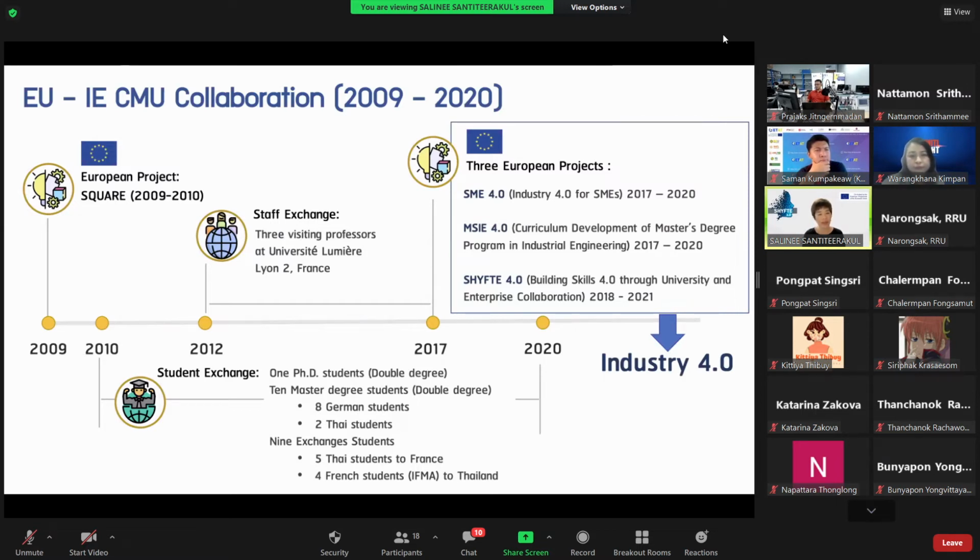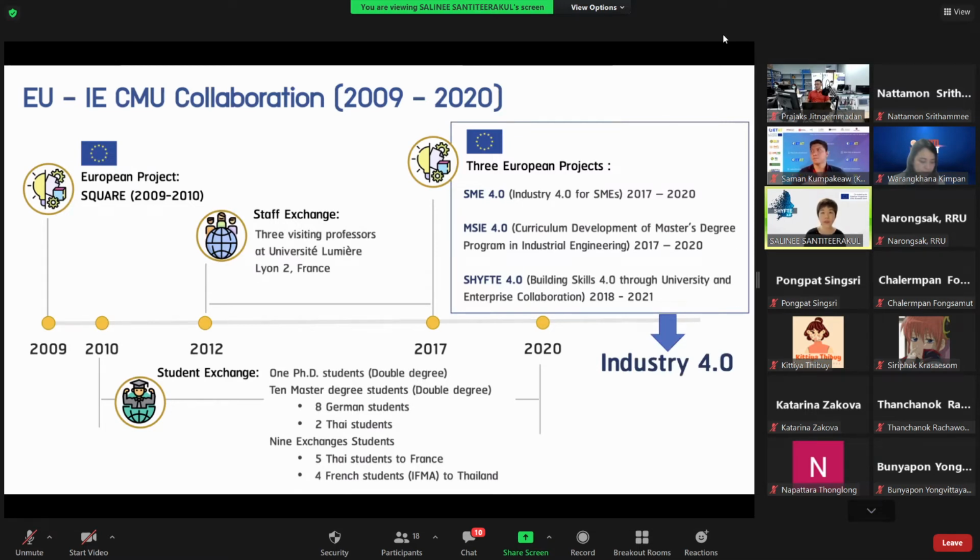Actually, it began more than 10 years ago that we worked on the first project together. We call it the Square project, since 2009. After that, we still kept our collaboration with our EU partner, especially the University Lumiere Lyon 2. After that, we have both staff exchange and student exchange at the level of the master degrees and also the PhD degree as well.